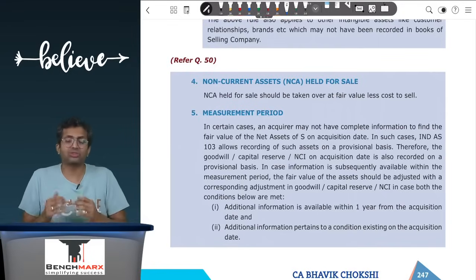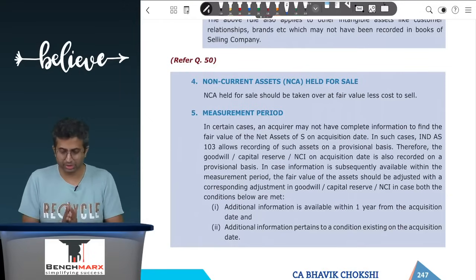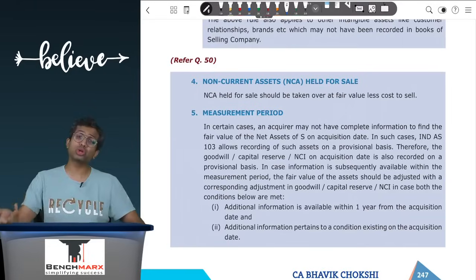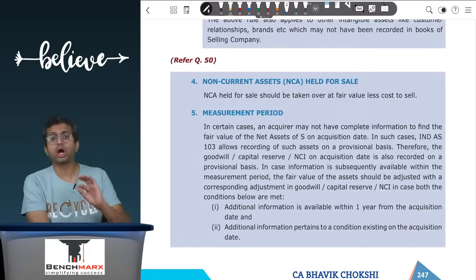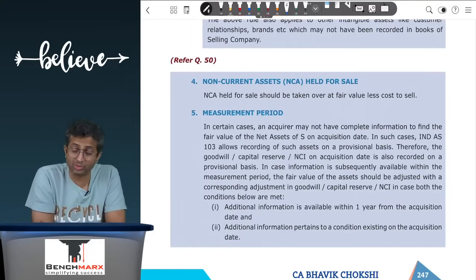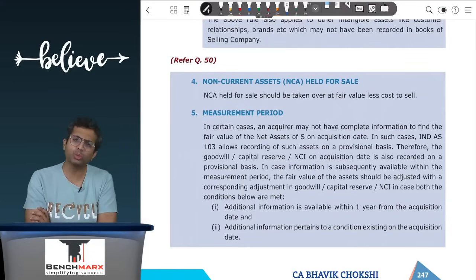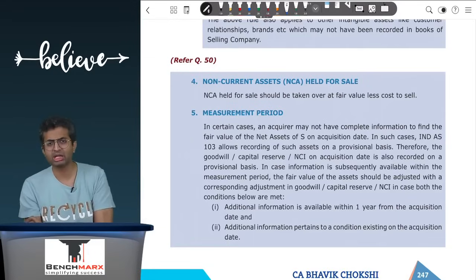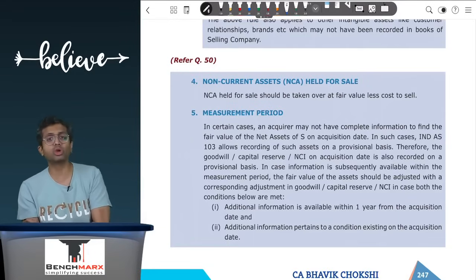Second, if we get additional information pertaining to conditions existing on the acquisition date, then rather than adjusting P&L for those adjustments, you will adjust goodwill. For example, you have taken over assets and liabilities on a provisional basis at 500 rupees when the price was 700, and hence you have provisionally recorded 200 of goodwill.